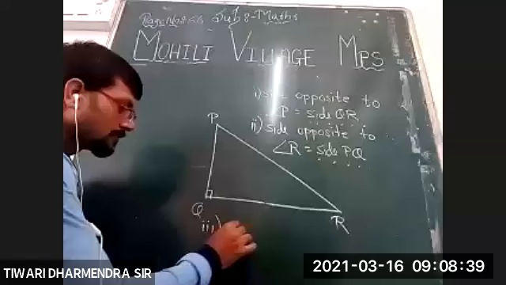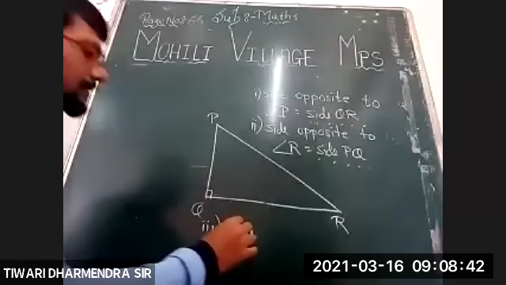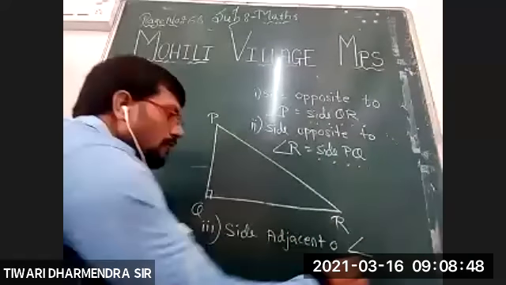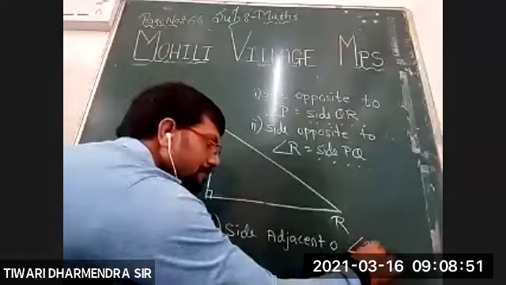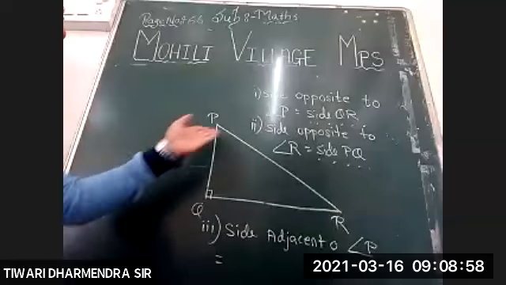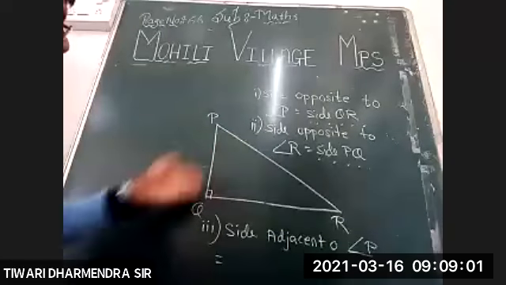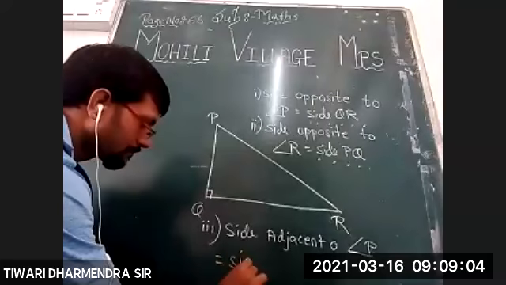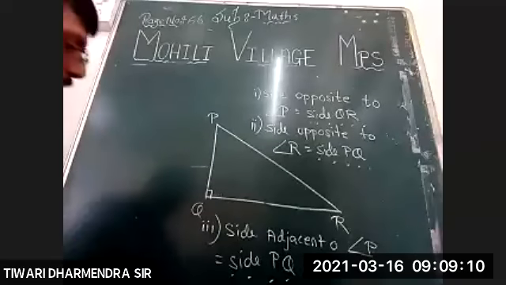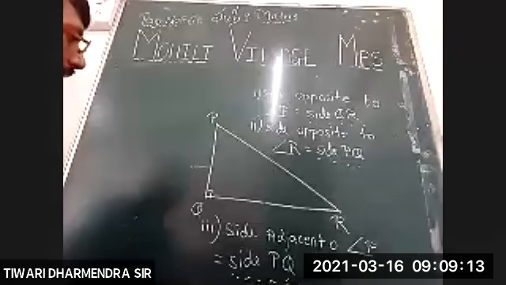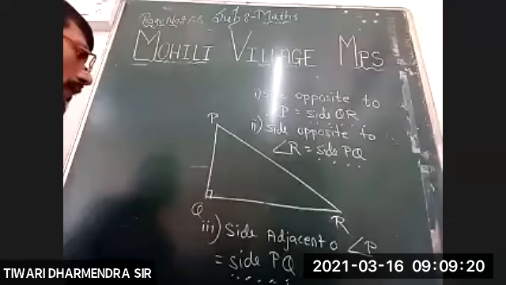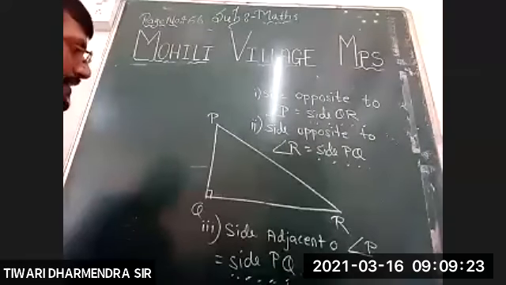Third part, side adjacent to angle P is equal to, who is adjacent? Adjacent means attached to angle P. Which side? There are two sides, PR and PQ. We are going to select PQ. As per my explanation, and this is the actual concept, PR is your hypotenuse and adjacent to angle P is PQ. So the hypotenuse remains fixed, so we have to look for the adjacent side, which is other than the hypotenuse.